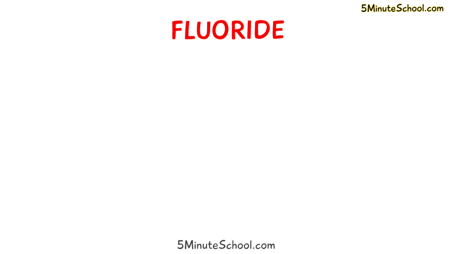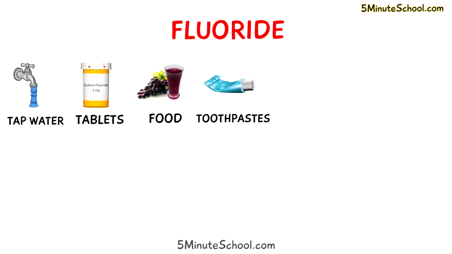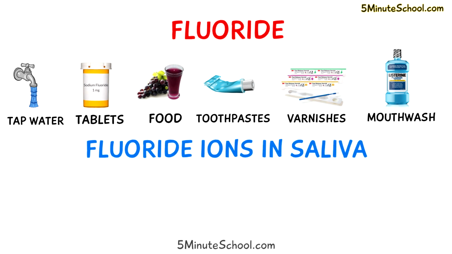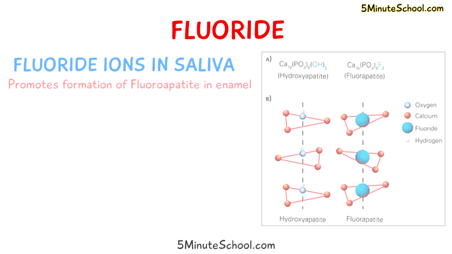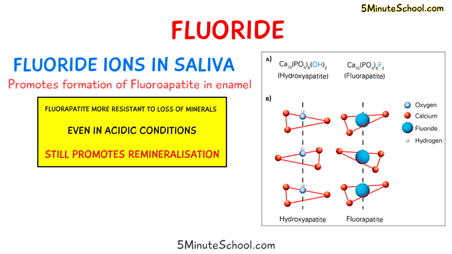Fluoride can be taken into the body by normal water intake in fluoridated areas, fluoride tablets, fluoridated foods, toothpastes, tooth varnishes, and mouthwashes. The purpose of this intake is to have fluoride ions present in the saliva. When fluoride ions are in the saliva, when the teeth remineralize, instead of forming hydroxyapatite like we mentioned before, they form fluoroapatite. Fluoroapatite is more resistant to the loss of minerals compared to hydroxyapatite, even in acidic conditions. Not only this, even if there is an acidic environment, having fluoride ions in the saliva still promotes remineralization.